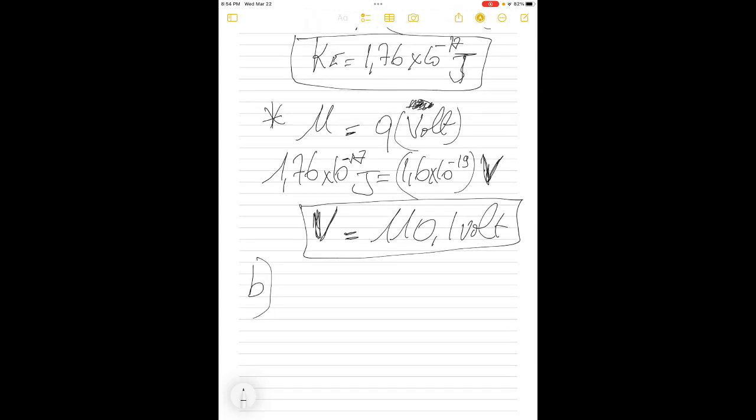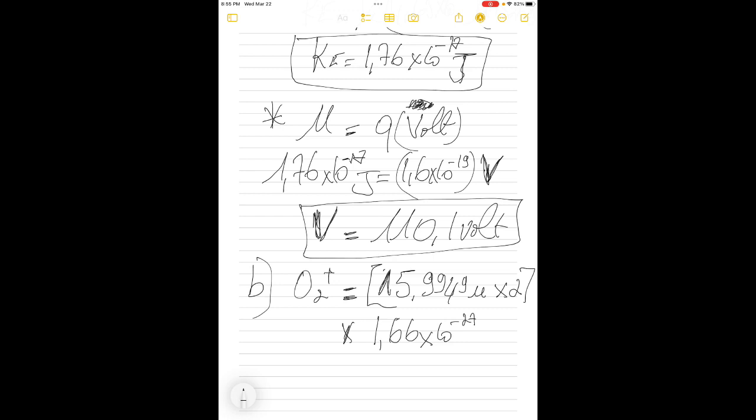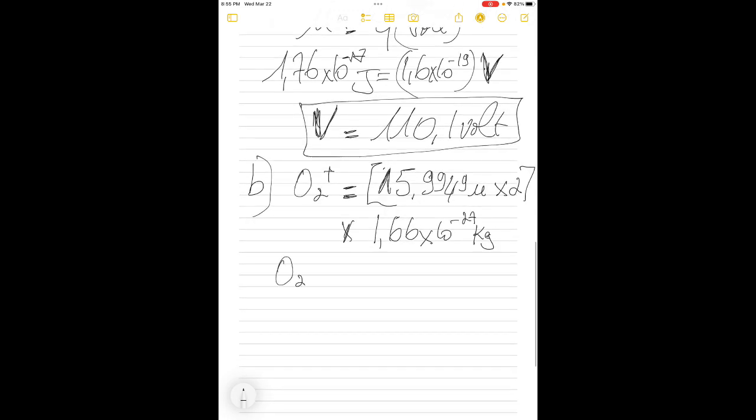Number B is the same thing, but we have to find the mass of the oxygen. For the oxygen, there are 2 atoms, so the unit is 15.9949 units, and we have to multiply by 2. Then from here we're going to multiply by 1.66 times 10 to the minus 27 kilograms. So the mass of the oxygen is 5.31 times 10 to the minus 26 kilograms.